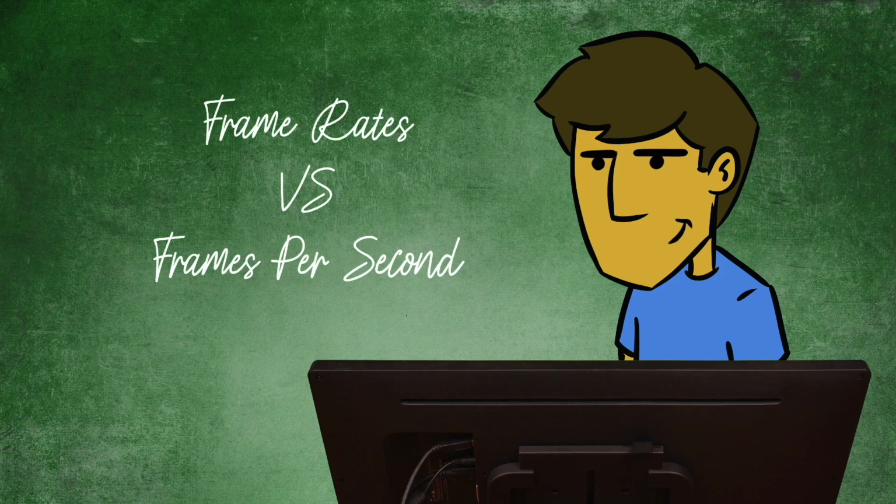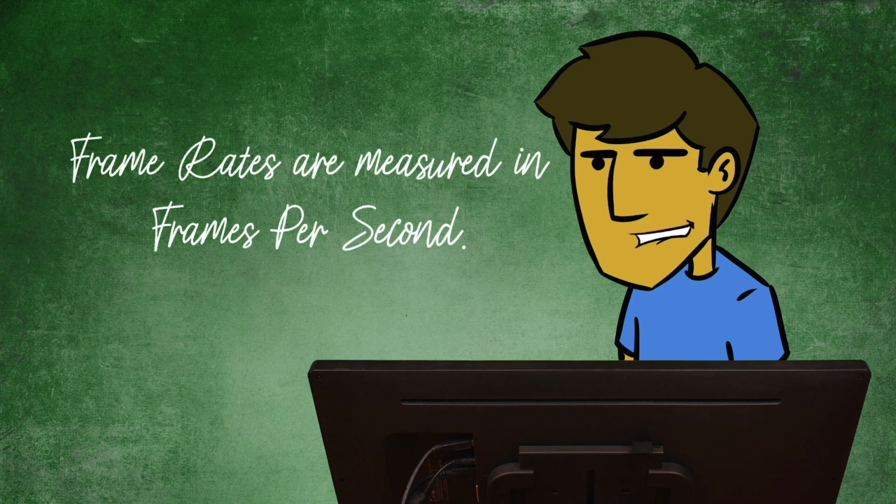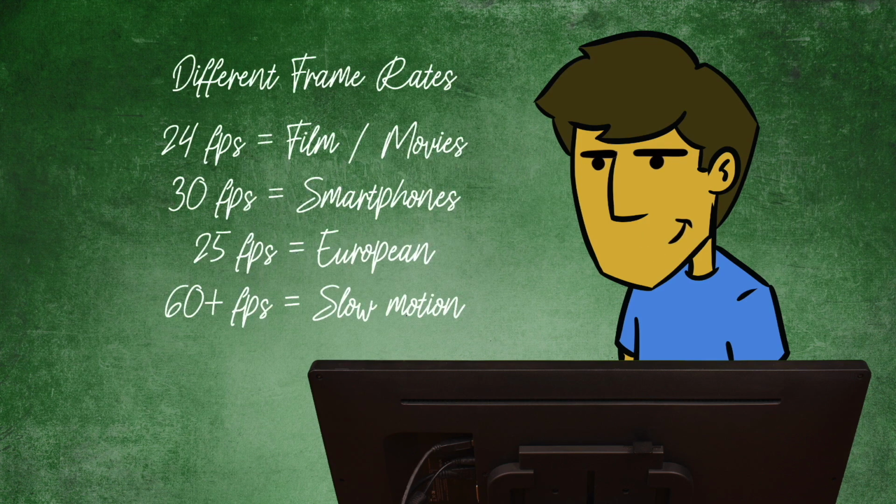Before we go too much further, Patrick asked if I would help explain a few things that might be confusing. The first thing is, let's talk about the difference between frame rates versus frames per second. Frames per second sometimes is abbreviated as FPS. Frame rates are measured in frames per second. There are different frame rates, so make sure that you build your project to the correct frame rate.